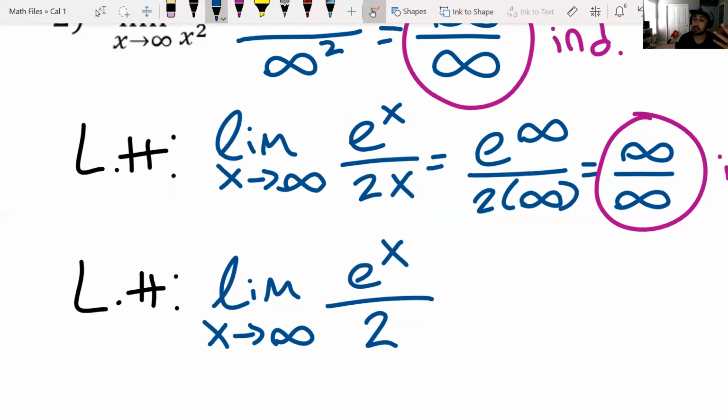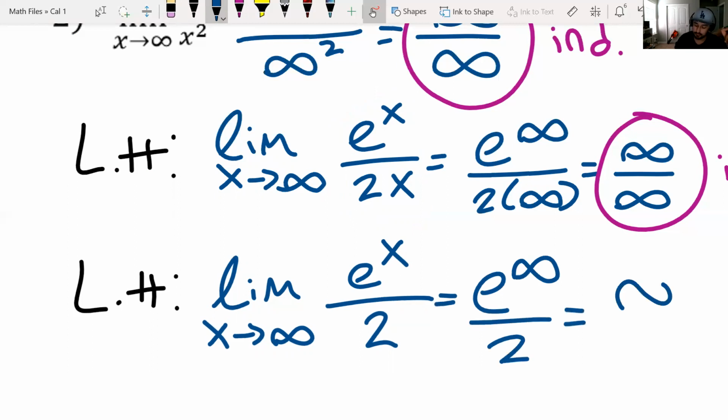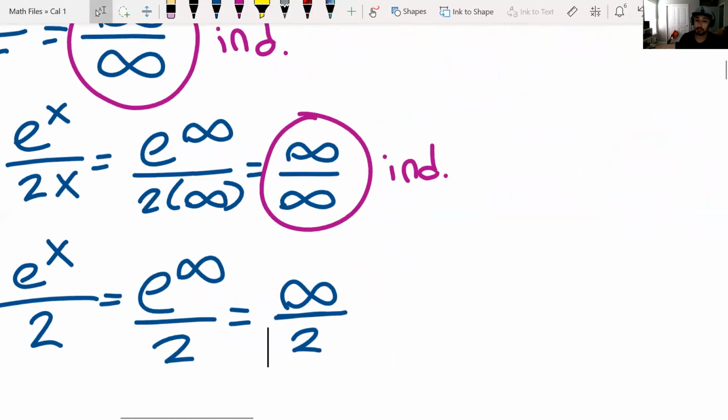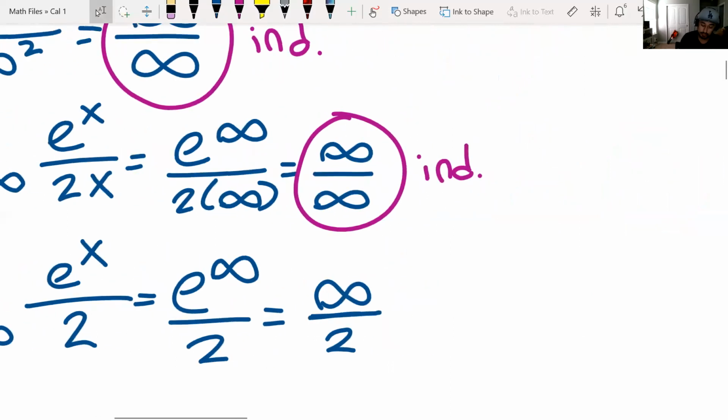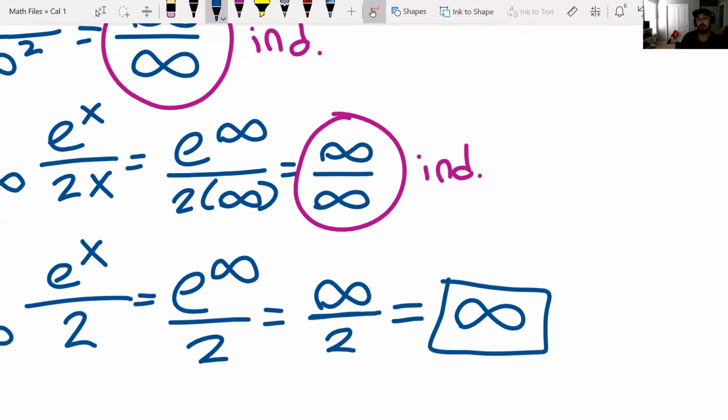And now plug infinity in again, and we get e to the infinite power over 2, which is just infinity over 2, which is half infinity, or it is still just infinity. And there's our answer. Boom.